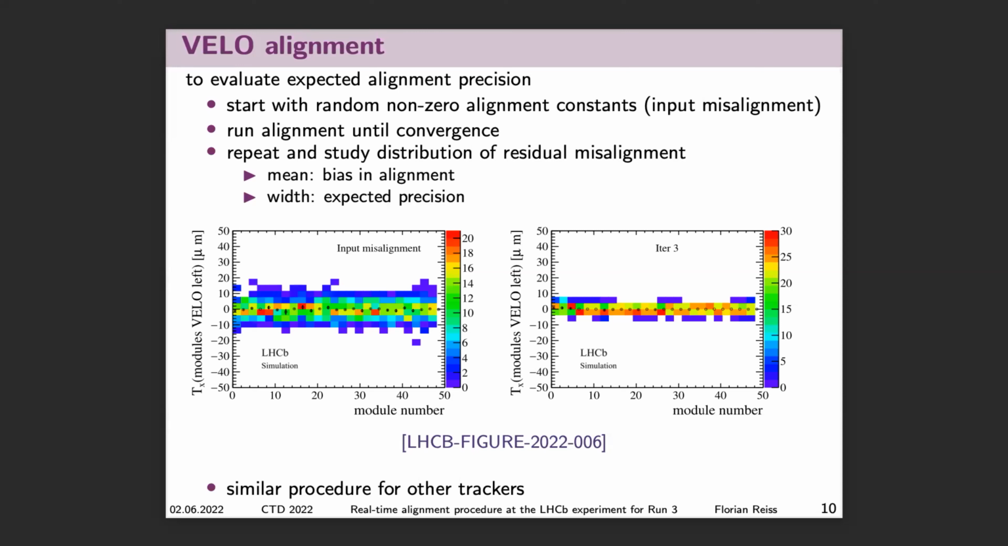As an example, here on the left you can see a couple of those toys with some initial input misalignment for the models on the left below for the TX degree of freedom, and on the right, after you converge your alignment procedure, you can see that the width of the distribution for each model is much smaller and it's unbiased.